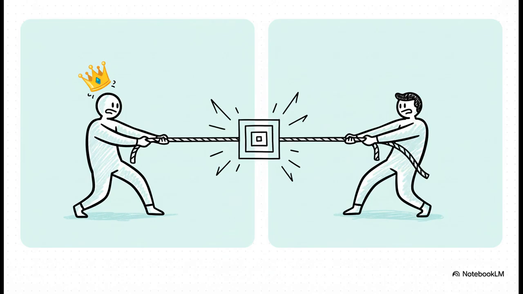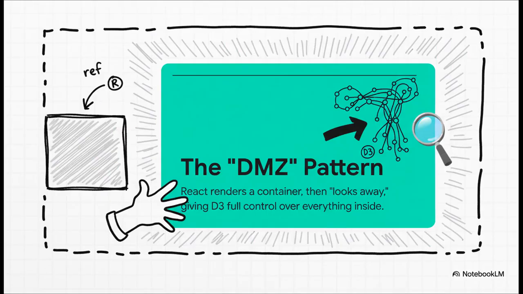So who wins? The answer is a peace treaty. It's an elegant solution called the DMZ pattern, as in demilitarized zone. React's job becomes super simple. It just renders an empty container, like a div. Then it uses a ref to hand over total control of that container to D3, and it effectively looks away. It promises not to touch anything inside. This gives D3 a safe little sandbox, where it has full permission to do its magic, and React doesn't interfere. It's a beautiful separation of concerns.